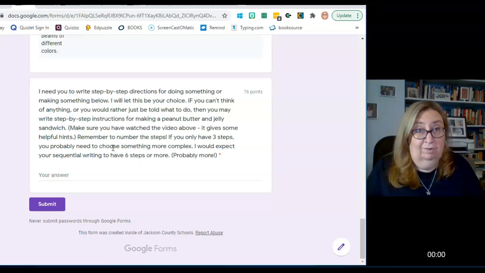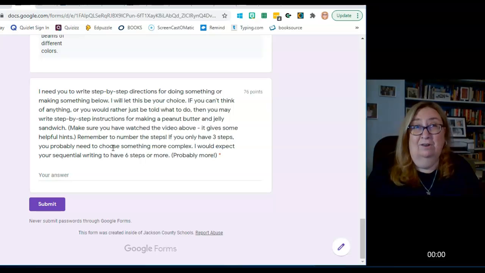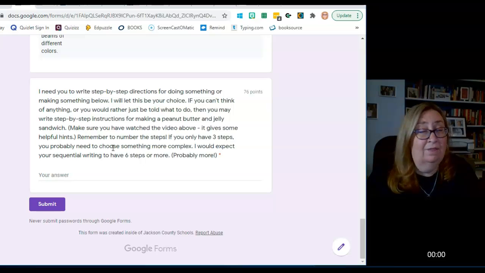So these are your choices. Choose what you want to make and give me directions to make it. That can be a craft. That can be a recipe. It can be anything, actually, anything that you can do. If you don't want to think of something on your own, then I want you to write step-by-step directions for making a peanut butter and jelly sandwich.